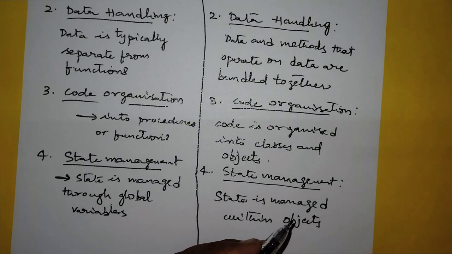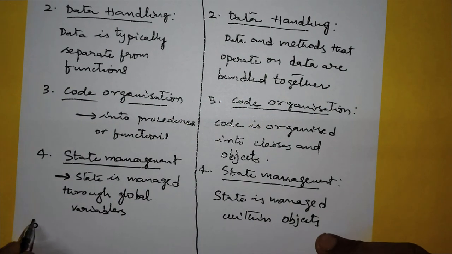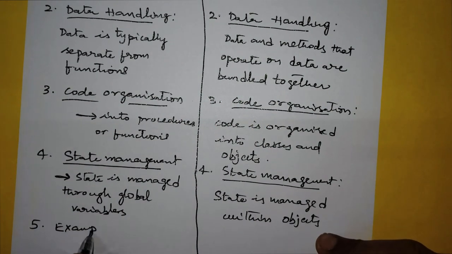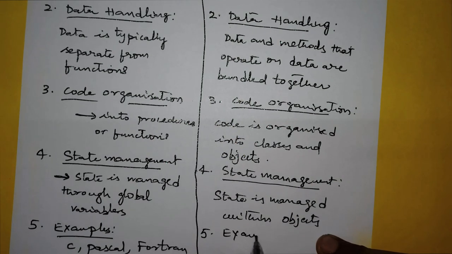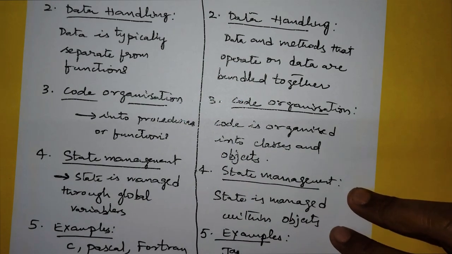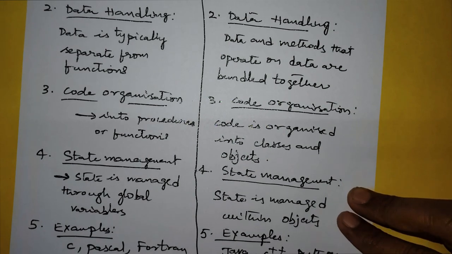And the fifth one is examples. What are the procedural programming examples? Programming languages such as C, Pascal and Fortran. Examples of object-oriented programming are Java, C++, Python, Ruby and C#.